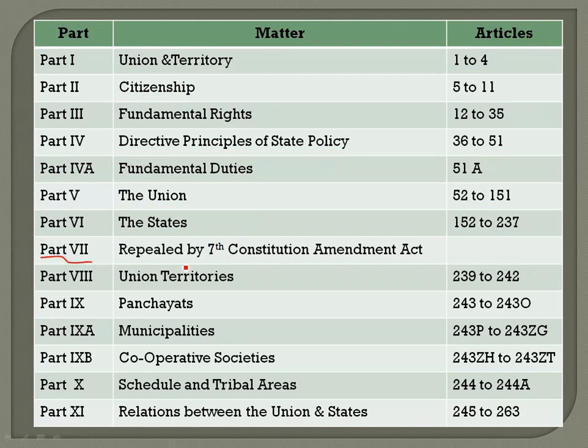Part 7 was repealed by the 7th Constitutional Amendment Act. Part 8. Union Territories from 239 to 242. Part 9. Panchayats. Part 9A. Municipalities. Part 9B. Cooperative societies. The articles of these three are not important.